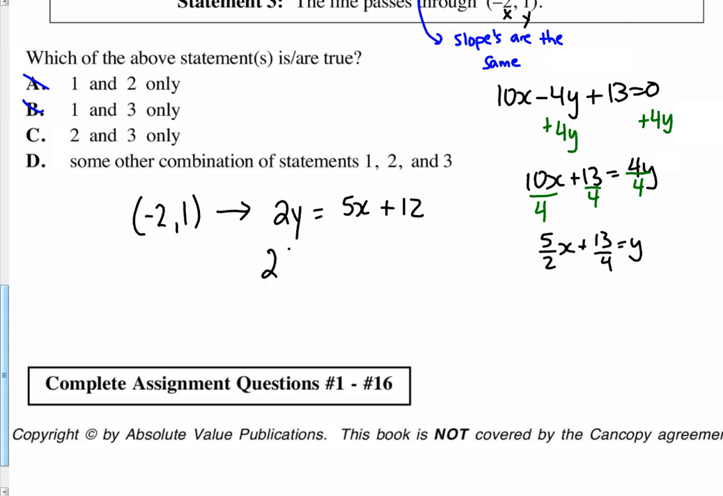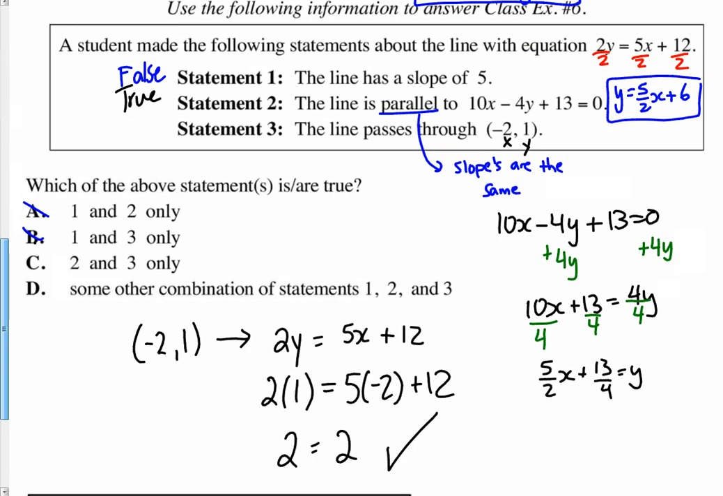2 times, what's the y value? 1. And that's supposed to be equal to 5 times, what's the x value? Negative 2 plus 12. What's 2 times 1? 2. 5 times negative 2 is negative 10. Negative 10 plus 12? 2. So is that point on the line? Yeah, 2 equals 2. It is. So that's true. So the answer is C.